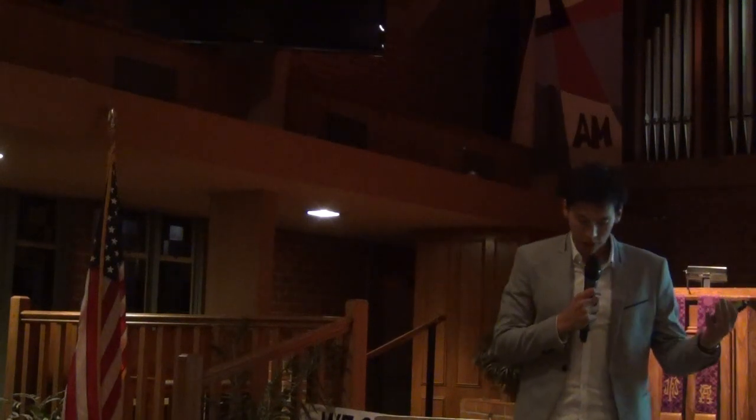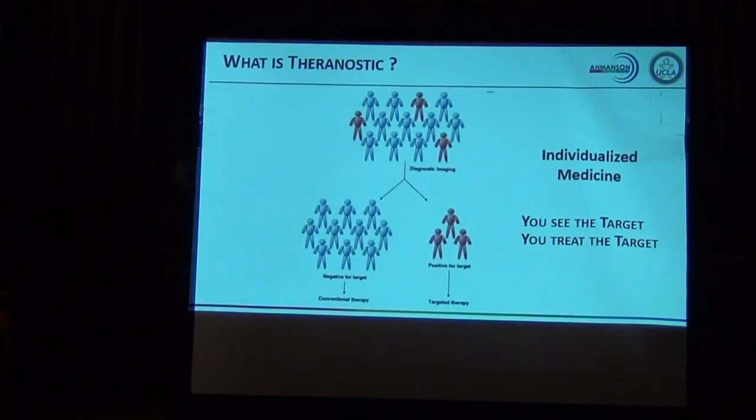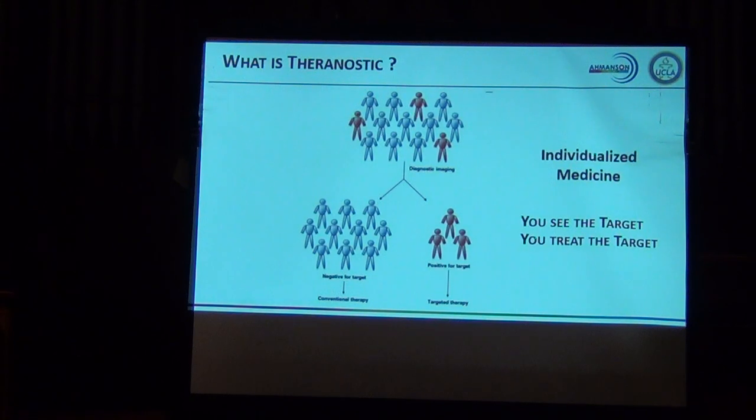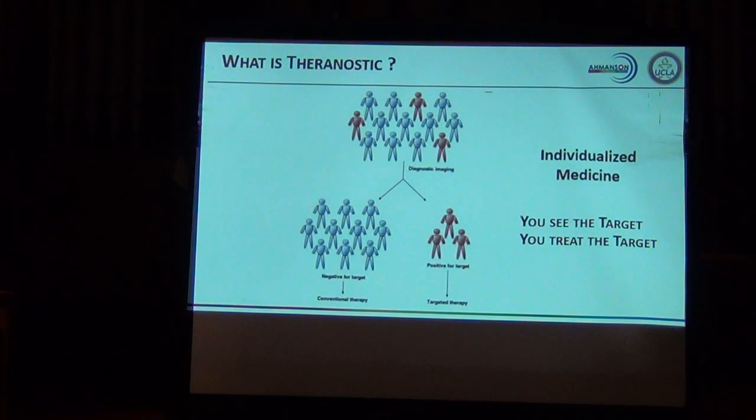So the aim of this is to have individualized medicine. You see the target with the diagnostic, and you treat the target with the therapeutic, and then you have patients that are negative for a specific target, patients that are positive for a specific target. Of course, the aim of this theranostic approach is to better select the patient before the treatment, to know, or at least to try to predict, who will respond or not.